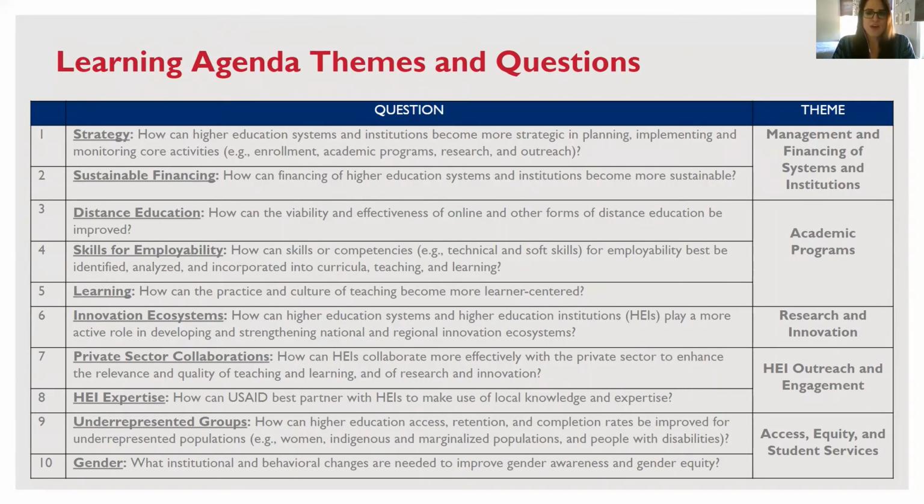Under the theme of higher education institution outreach and engagement, we had questions around private sector collaborations and higher education institution expertise. And then finally, under the 5th theme, access, equity, and student services, we had questions around underrepresented groups and gender.